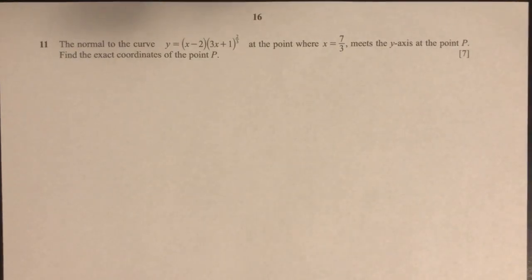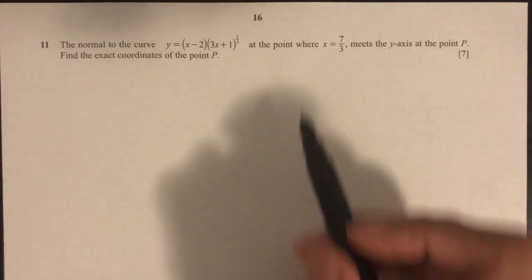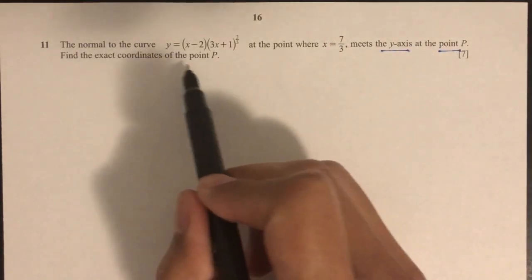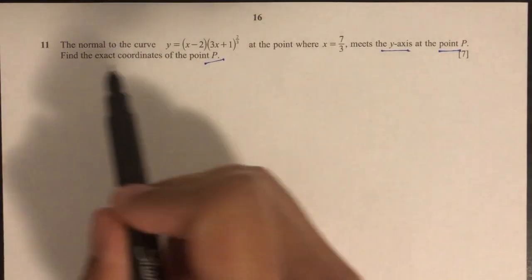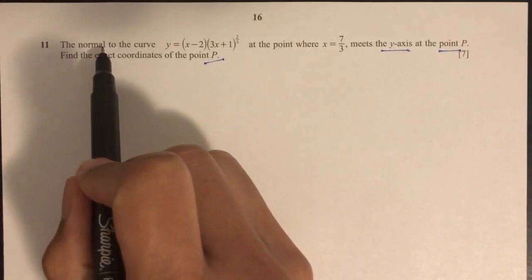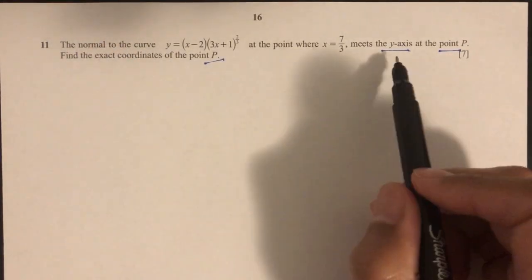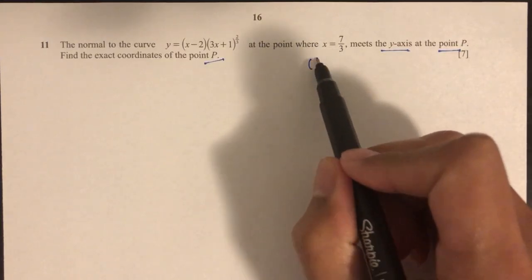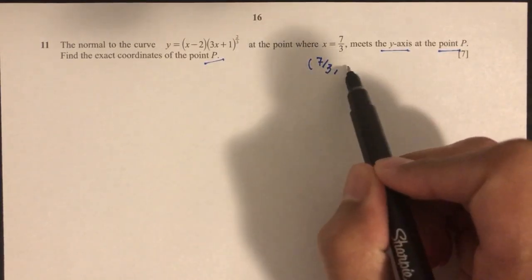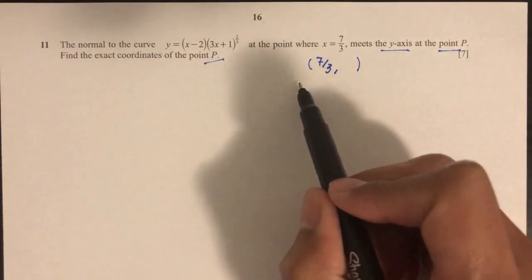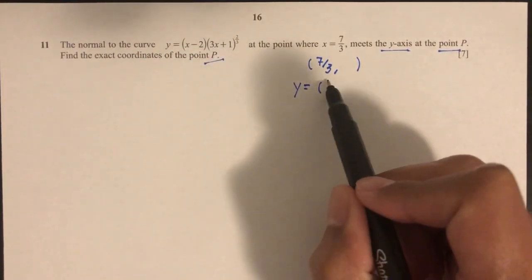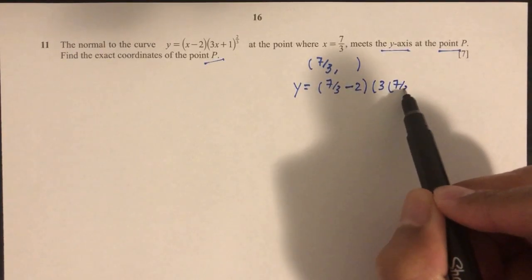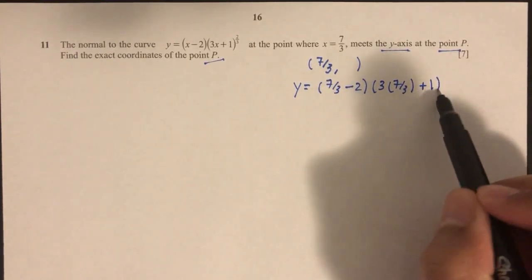Question number 11. The normal to the curve y at the point of x equal to 7/3 meets the y-axis at P. So find the coordinates of P. So we first have to find the equation of the normal, and we have to find where the normal meets the y-axis. So step by step. First thing, we have the point x equal to 7/3. So what is the y coordinate? Let's find that.